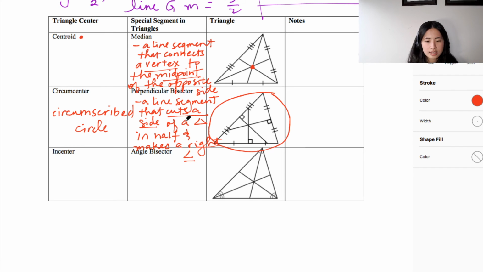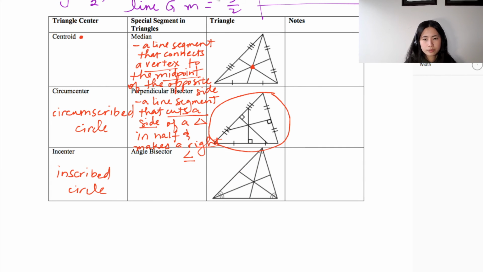Okay, so if you have an incenter, all that means is your circle now is inside your triangle. So you call this an inscribed circle. If you have an inscribed circle, that means your circle is inside your triangle. Yeah, it's supposed to touch the edges of your triangle.